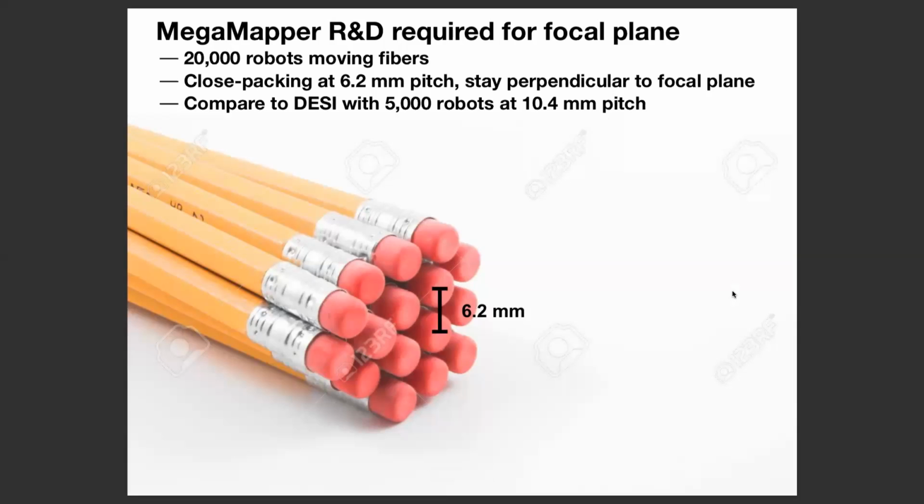For MegaMapper, what we're looking at is something that would have to be smaller and more affordable. And the scale that we're looking at to fit on this design is a 6.2 millimeter center to center for these robots. And it turns out this is actually exactly the packing size of number 2 pencils. So if you want to know what MegaMapper looks like, it looks like number 2 pencils, but probably expensive pencils, but hopefully not too expensive.